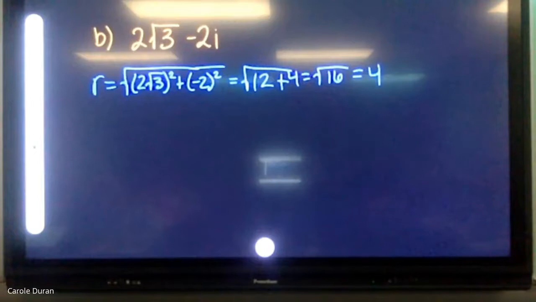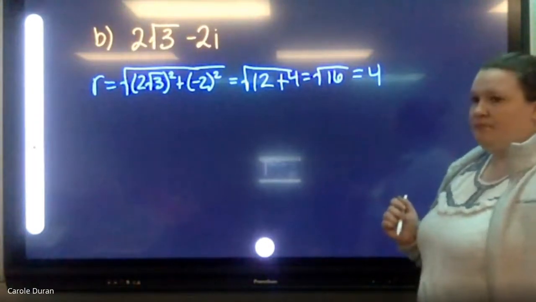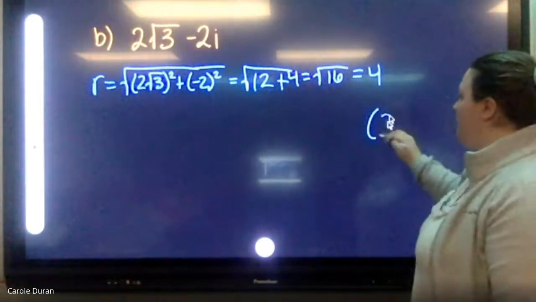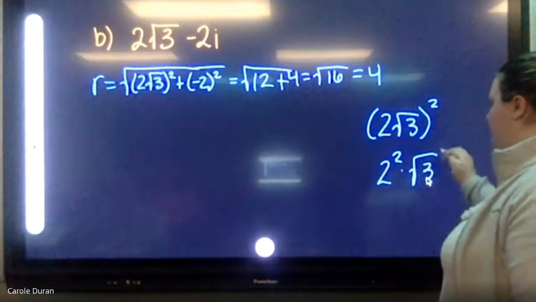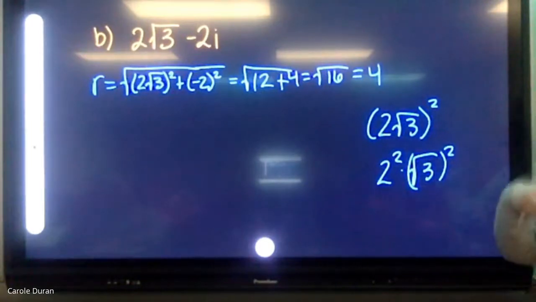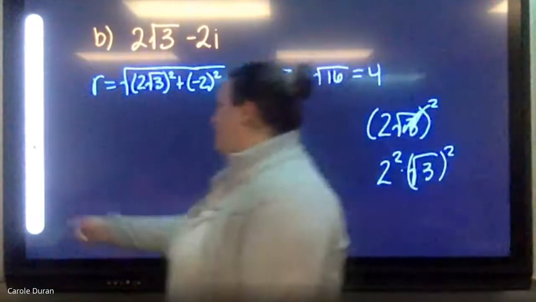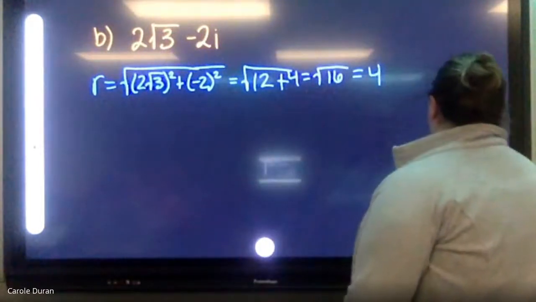Everybody okay with that? So 2 times square root of 3 was 2 separate values, right? Wouldn't it FOIL? No, because there's not addition happening between them. Technically I just took this square and distributed it to each of the values inside. If there was addition or subtraction between them, yes, I would have to FOIL. But they're technically still one term because they're connected by multiplication.